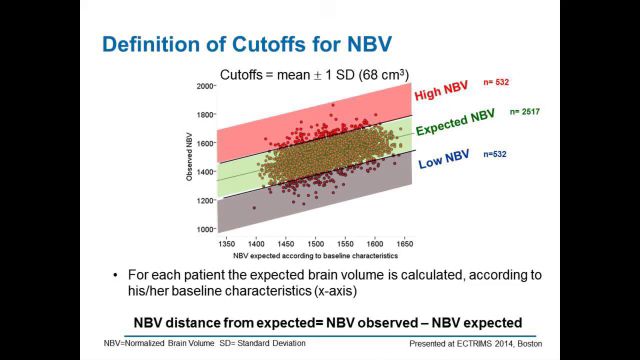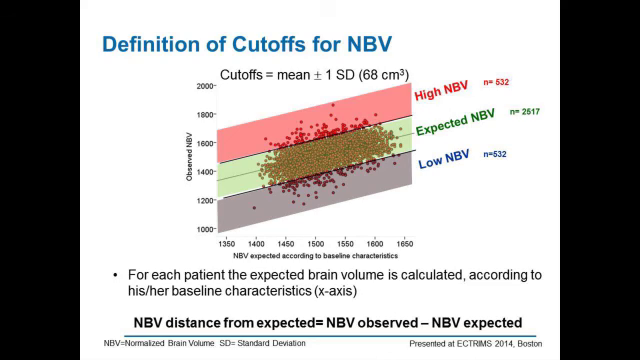So according to the regression equation, we are able to classify each patient as close to his expected value or far from it. In particular, we are able to define a region in which we have patients close to their expected value, the green region in the slide. That is the region within one standard deviation from the expected value.